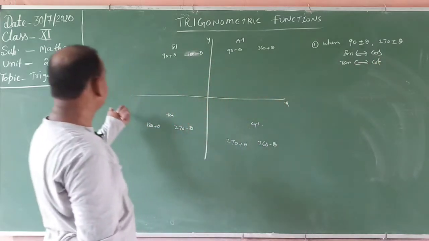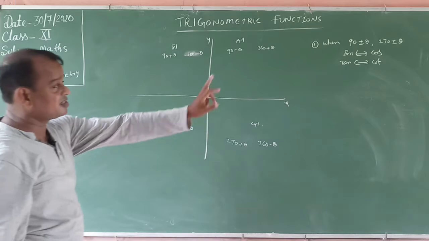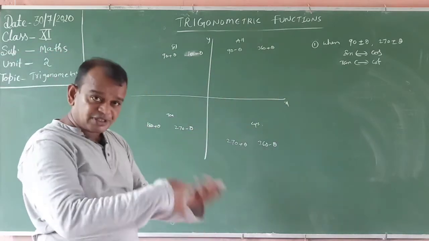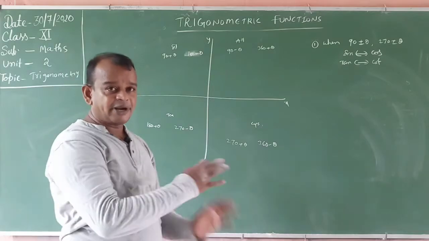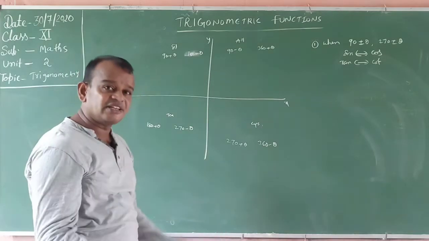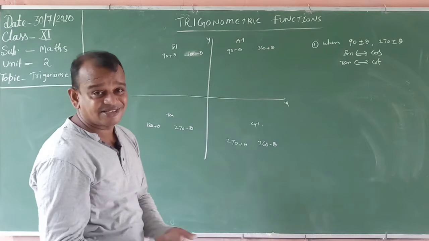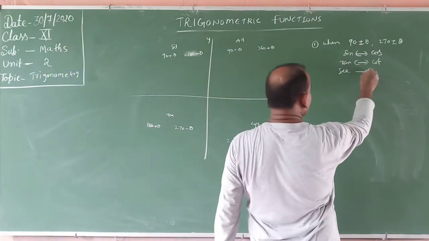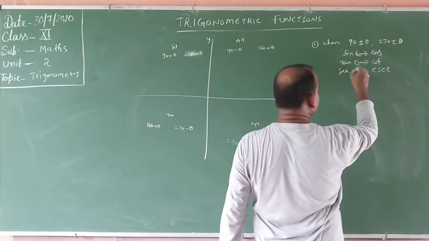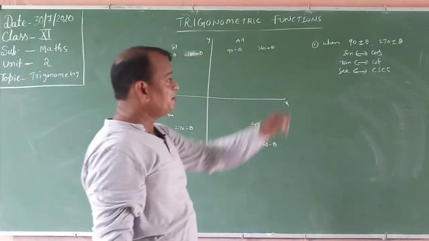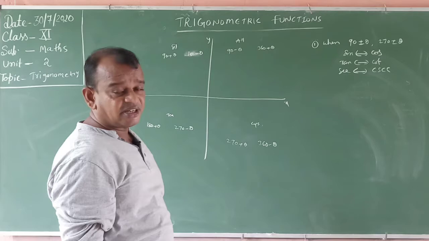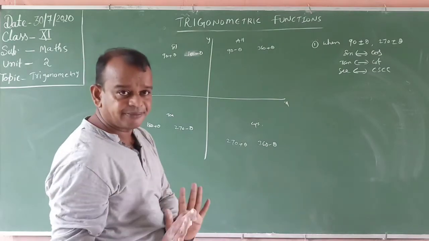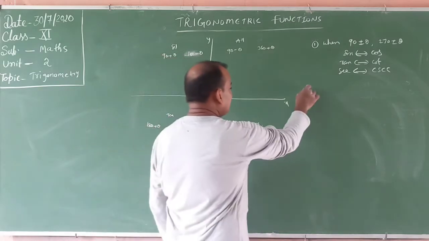Already I explained: sine of 90 minus theta equals cos theta. Sine will be changed into cos, cos will be changed into sine. Sine of 180 minus theta is sin theta only, and cos of 180 minus theta is minus cos theta. No change in the trigonometric function. Secant will be changed into cosecant, and cosecant into secant, whenever 90 plus theta, 90 minus theta, 270 plus theta, 270 minus theta. Understood?